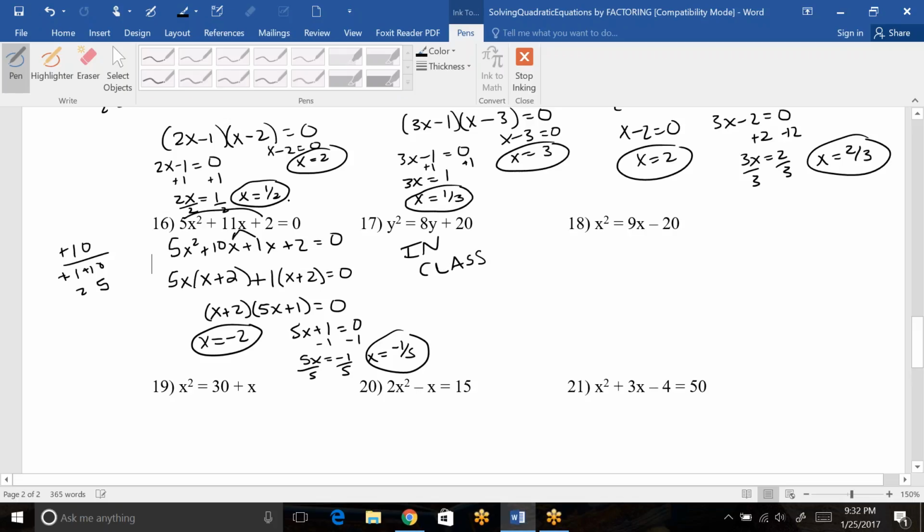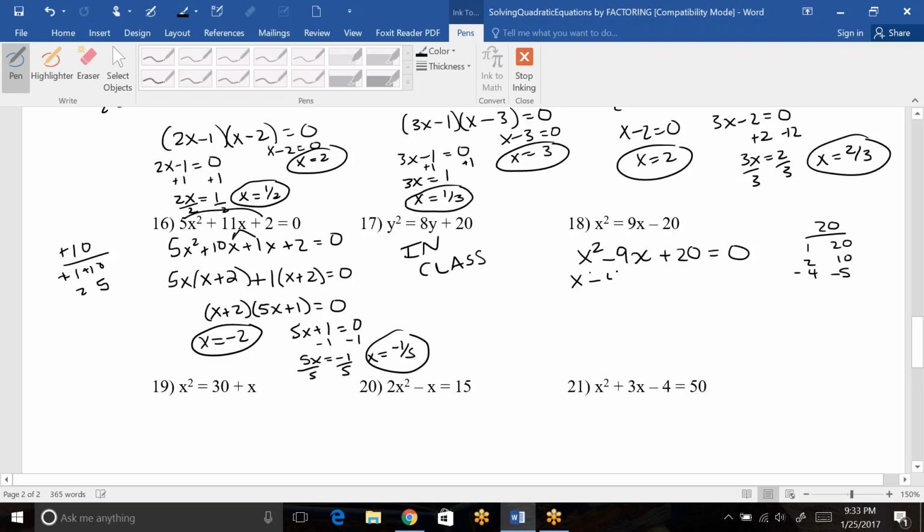18, remember, you have to be equal to 0 to even start the process. So the first steps in 18 is to move the negative, the 9x over by making it negative and adding the 20 over. So this would be factors of 20 since this has a 1 in front. So 1 and 20, 2 and 10, 4 and 5. They need to add to negative 9 but multiply to positive 20. So that would have to be negative 4 and negative 5.